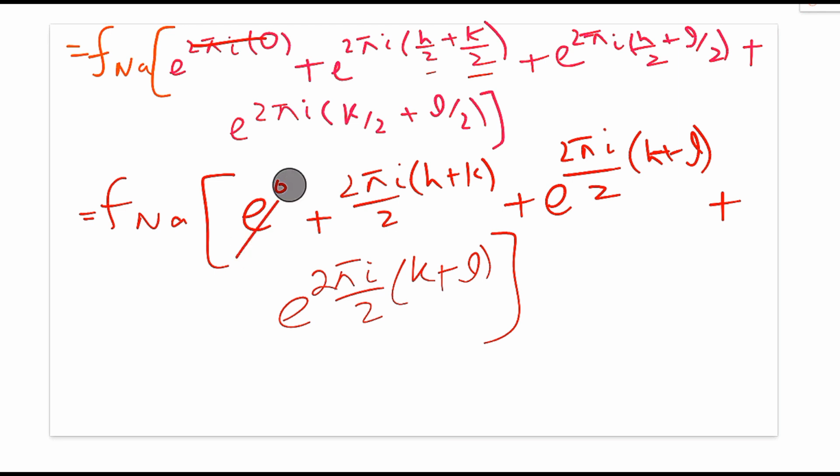Here we can see that this is equal to 1, and this 2 and 2 cancel out, this 2 and 2 cancel out, and this 2 and 2 cancel out, and we will have a simplified form. Let's write it down here.